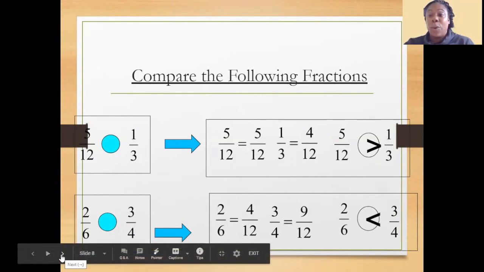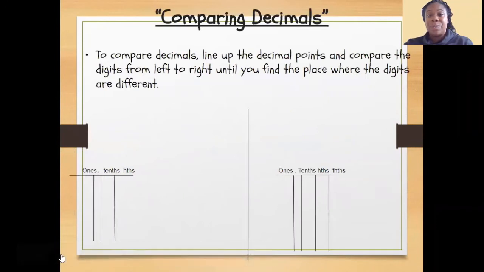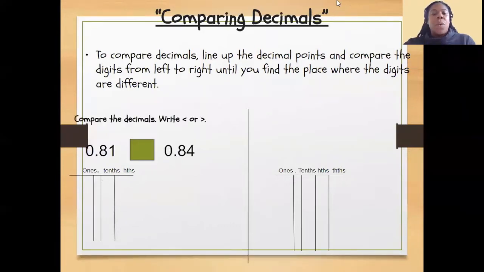Now we're going to move on to comparing decimals. To compare decimals, you line up the decimal points and compare the digits from left to right until you find the place where the digits are different. We're going to compare the decimals and write whether they are less than, greater than, or equal to.